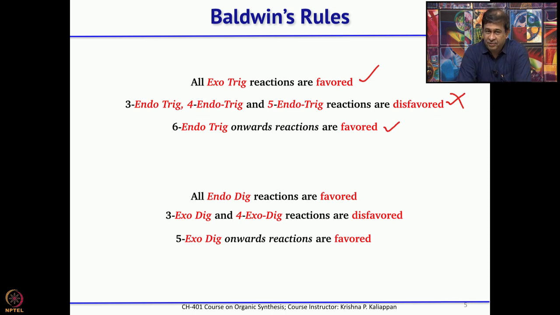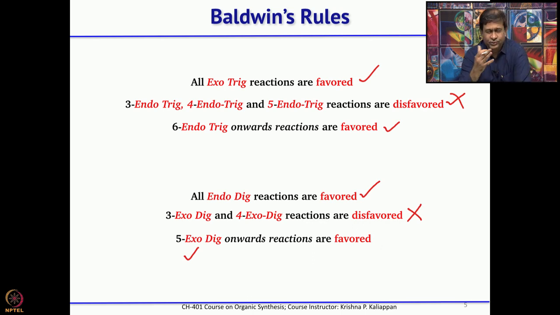Now coming to sp carbon atoms, you have exactly the opposite of what trig is. All endo dig reactions are favored. All endo dig reactions are favored, but 3-exo and 4-exo dig are not favored. Only from 5-exo dig onwards, all exo dig reactions are favored.